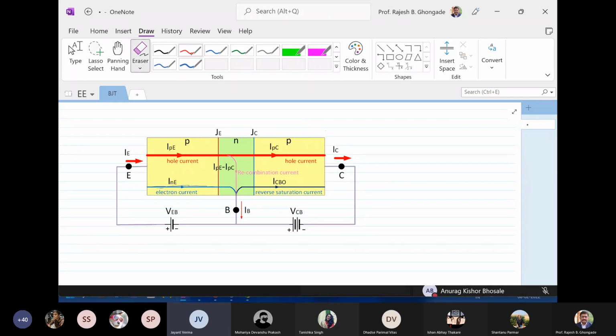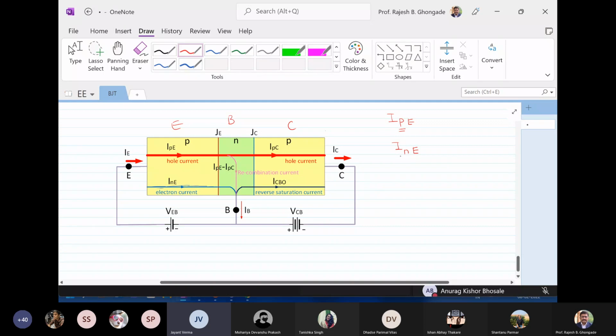The current component because of holes in emitter region. So this is the emitter region, this is the base region, and this is the collector region. So emitter region में the current contribution due to holes is called as IPE. I mean, we are just giving it some name. Okay. Similarly, INE.